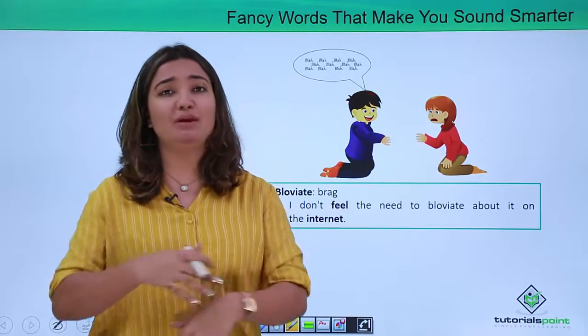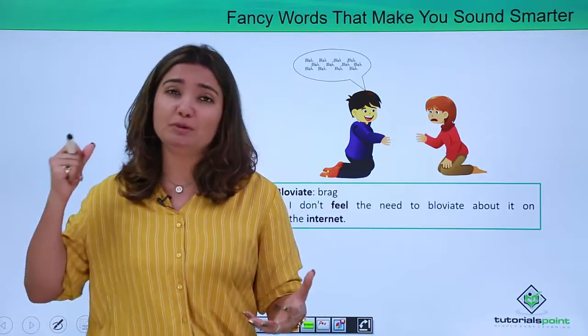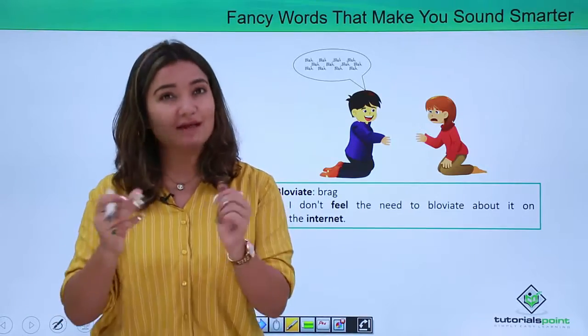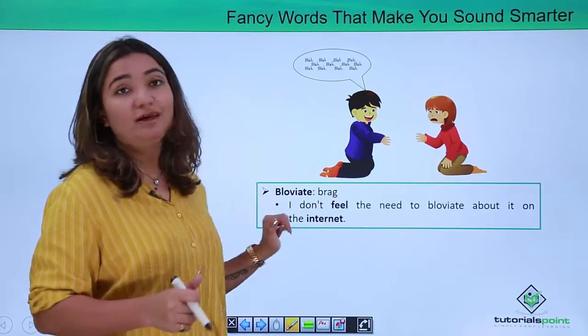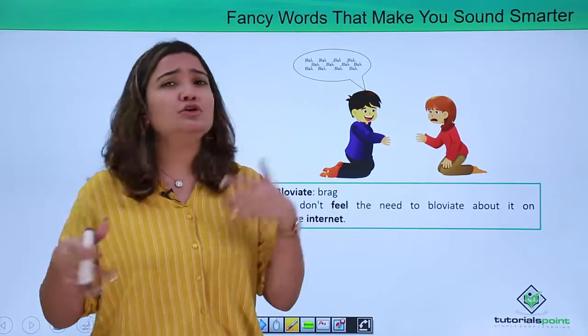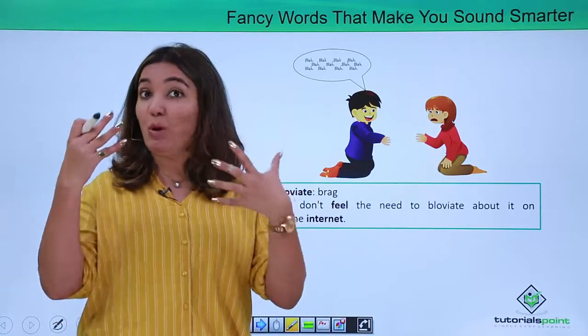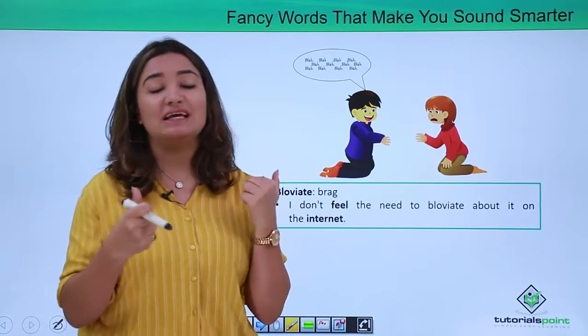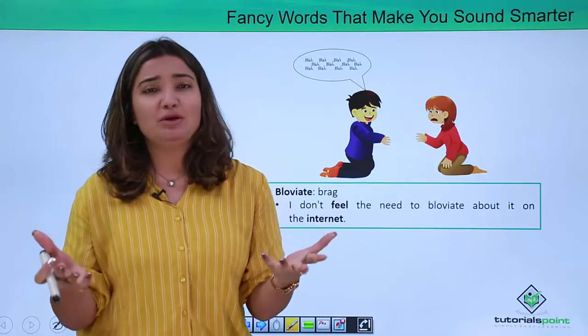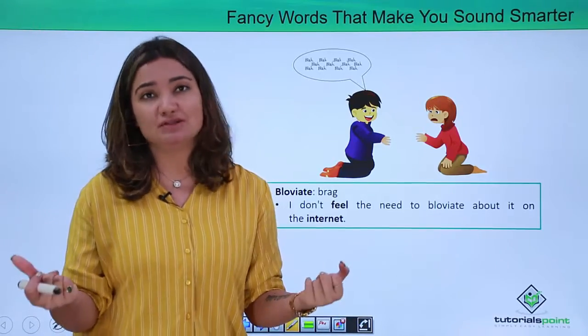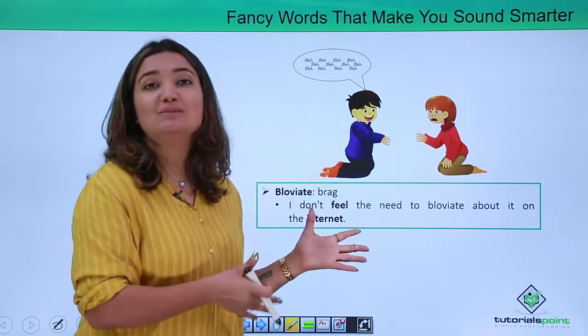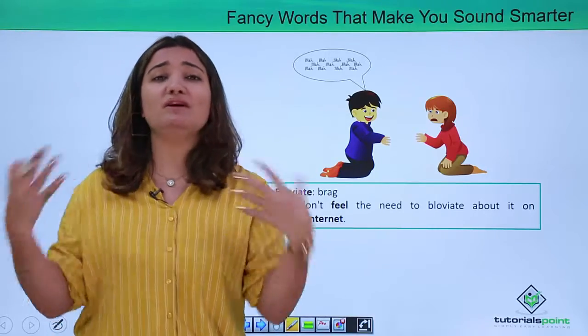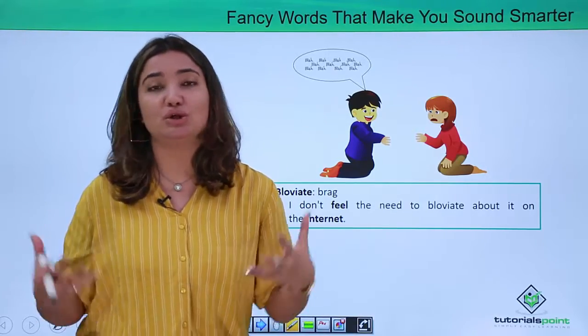So then also you have people bragging about, boasting about their own achievements. So that is what is meant by bloviate, right? You can put it to use again, a very common thing that we happen to observe day in and day out. You see people who love to boast about their achievements. I always see her bloviating about her work, right?